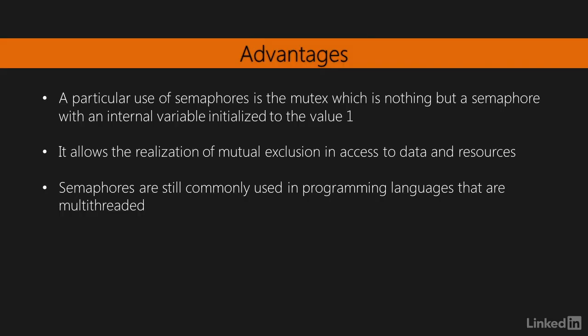A particular use of semaphores is the mutex. A mutex is nothing but a semaphore with an internal variable initialized to the value 1, which allows the realization of mutual exclusion in access to data and resources. Semaphores are still commonly used in multithreaded programming languages. However, using them you can run into deadlock situations. For example, a deadlock is created when thread T1 executes a wait on the semaphore S1, while thread T2 executes a wait on the semaphore S2, and then T1 executes a wait on S2 and T2 executes a wait on S1.